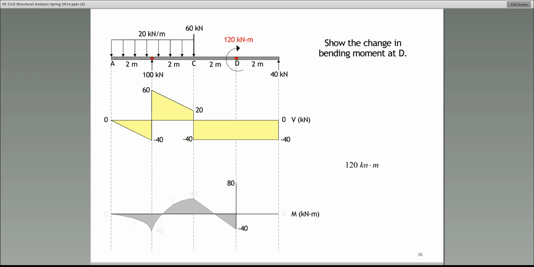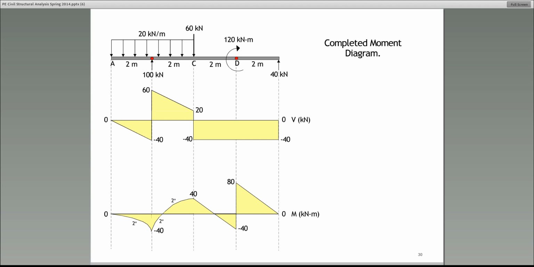So let's move on to the next slide. There it is. So the change is 120 kilonewton meter. You start from negative 40. Then that change in the positive direction is 120, so we end up at positive 80. Then as we go from D to E, it's a first degree curve with a negative slope because shear is negative, and that's what we get. All right, so this is the entire moment diagram.